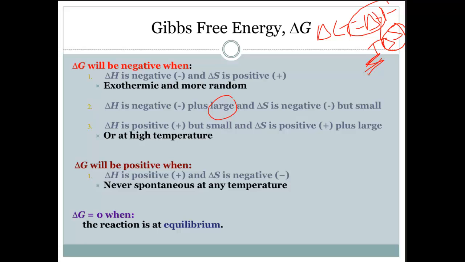Delta G is positive when delta H is positive and delta S is negative. When this occurs, it's never spontaneous regardless of the temperature. And delta G is 0 when it's at equilibrium.